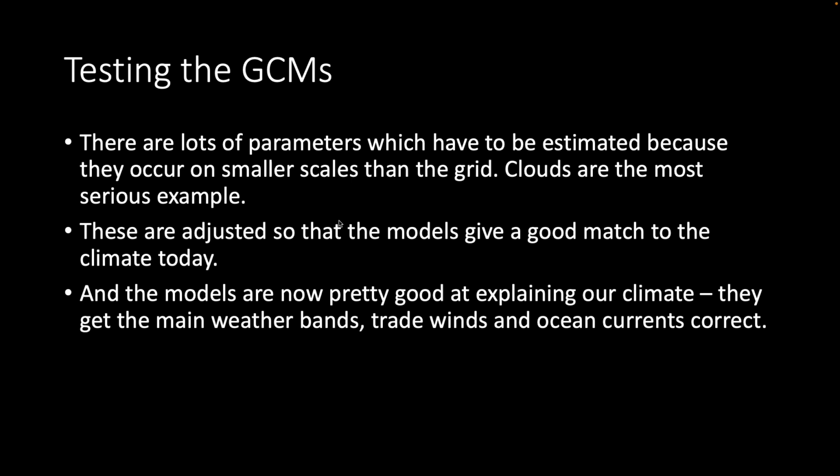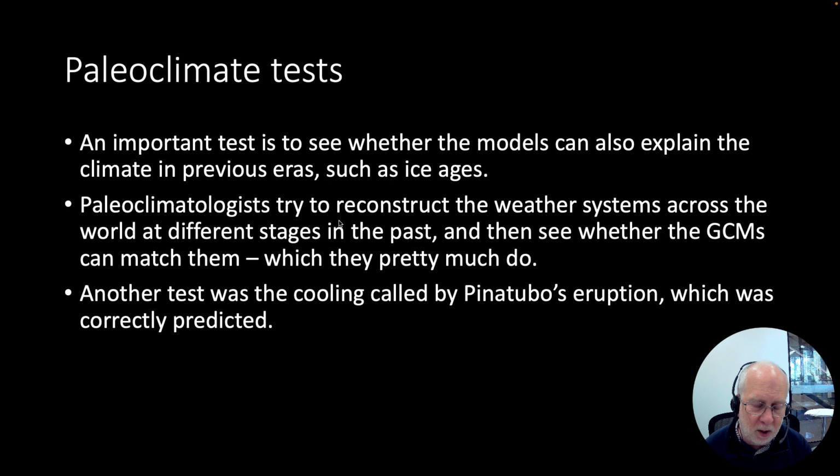They get the main weather bands right, they get the trade winds, they get the ocean currents correct. They needed a bit of tuning to do that, but you can tune these things, and there are many different rival models out there, and they tend to agree on these things. They have regular competitions between the models where they give them the same input and see if they get the same output. They're not 100% accurate. They get some things wrong. For example, there's what's called the Intertropical Convergence Zone, which is a band of storms, and usually a little bit north of the equator. And a lot of the models actually produce two of these bands rather than just one.